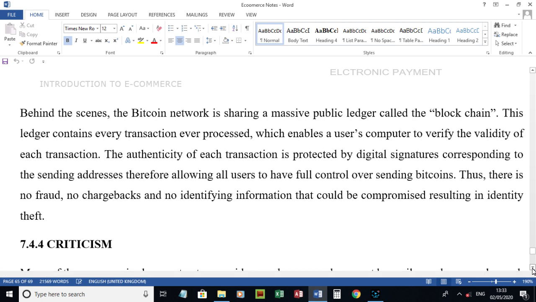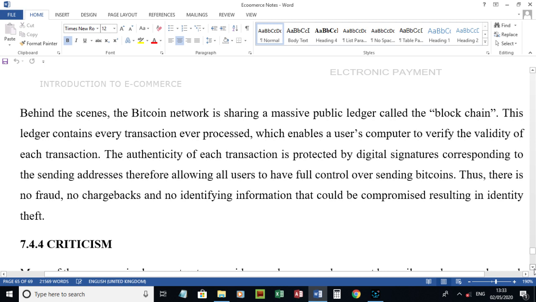Ledger or the blockchain. This ledger contains every transaction ever processed, which enables a user's computer to verify the validity of each transaction. The authenticity of each transaction is protected by digital signatures corresponding to the sending address, therefore allowing all users to have full control over sending bitcoins. Thus, there is no fraud, no chargebacks, and no identifying information that could be compromised, resulting in identity theft.